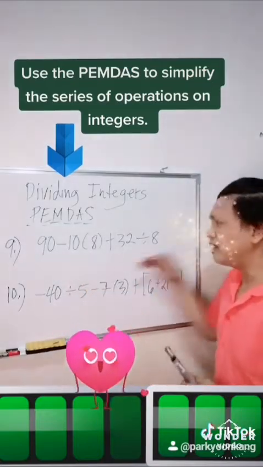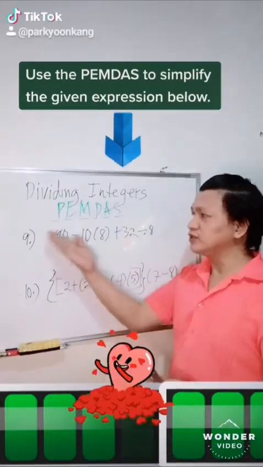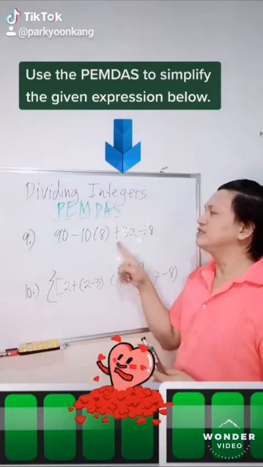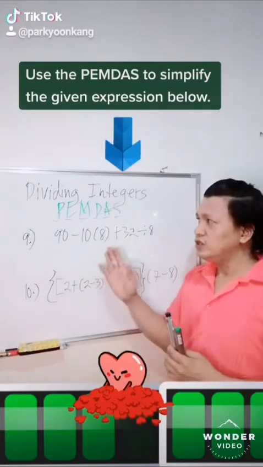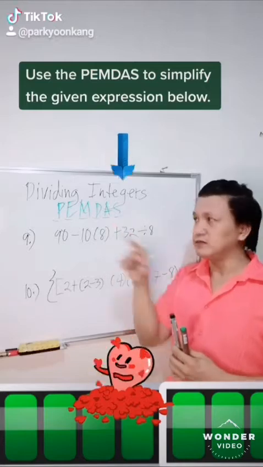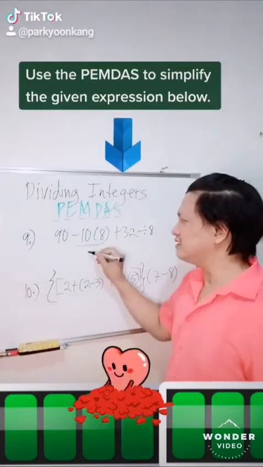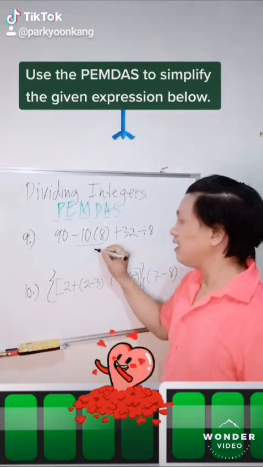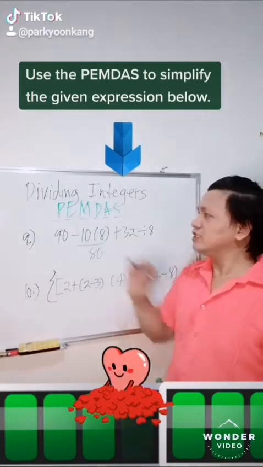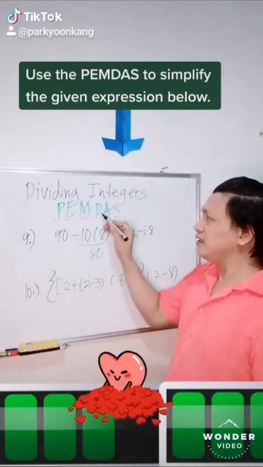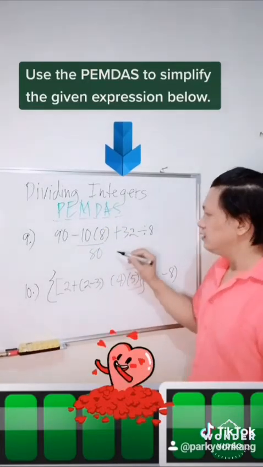Do not simplify as straight, magkakamali. To simplify number 9, 90 minus 10 times 8 plus 32 divided by 8. You're going to observe first, parentheses, meron. So, simply, you're going to simplify that first. This is now simply 80. And then, exponent. Since there is no exponent, proceed to multiply. So, ito na yan. And then, division, meron.